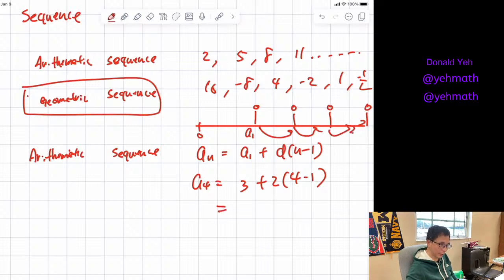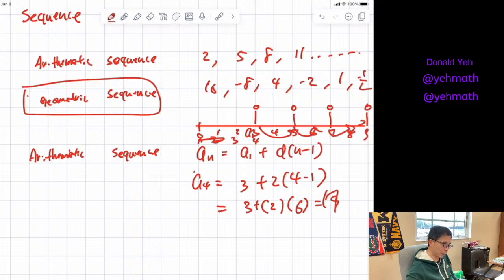So the fourth term is going to be 3 plus 2 times 3, sorry, is equal to 9. Can multiply. Yeah, it's 9. So if you see, this is 1, 2, 3, 4, 5, 6, 7, 8, 9.